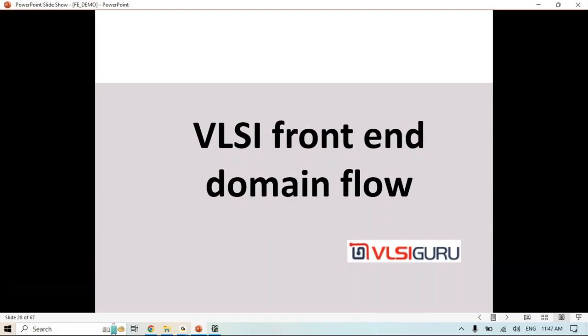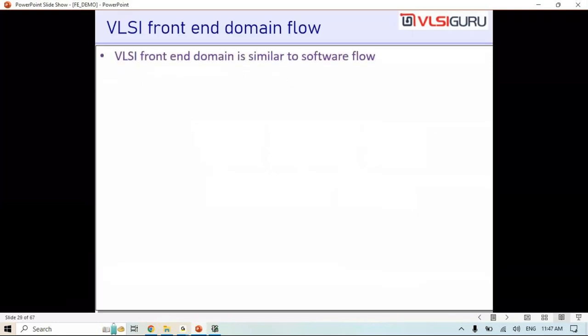Now let's talk about front end domain. We'll more specifically focus on front end domain because this is our today's demo session topic, right? Our demo session is on front end domain. So let's discuss about front end domain. See, the front end domain is very similar to software job role, software flow actually.